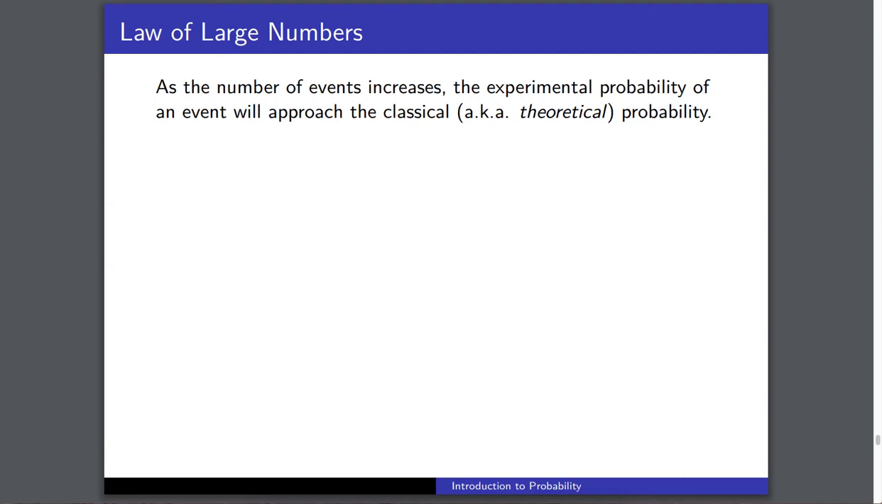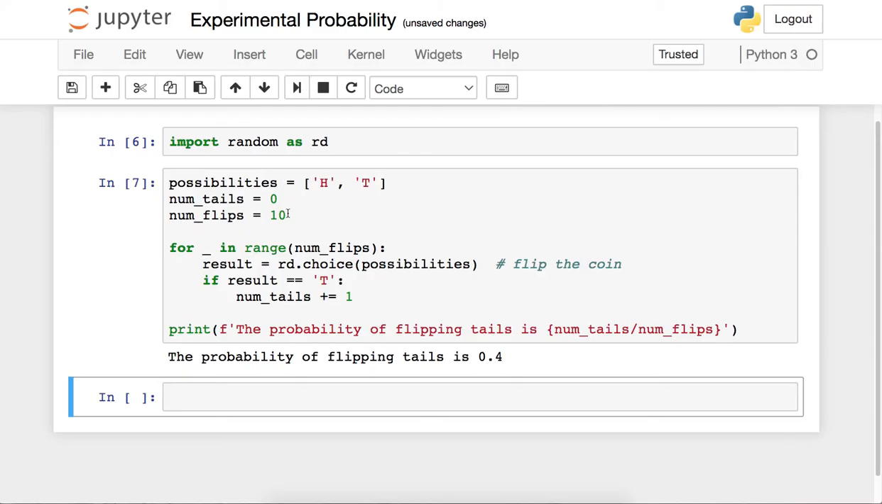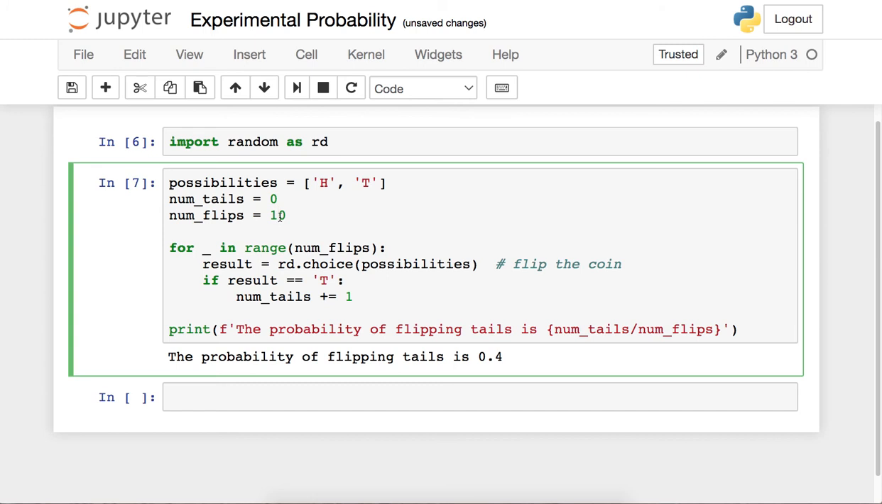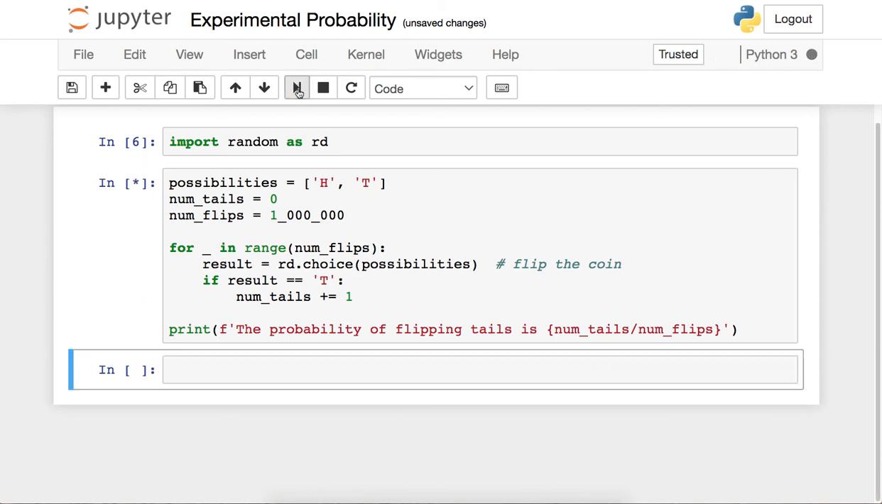So going back to our flipping a coin, we only flipped it 10 times, and we saw that the probability of flipping tails is 0.4. Now, theoretically, the probability of flipping tails should be a half. And as we increase the number of flips, so let's make this 1,000,000 flips, it's going to flip the coin a million times and calculate the experimental probability of flipping tails. What should happen is this result should get closer to the theoretical result of 0.5. So let's see.